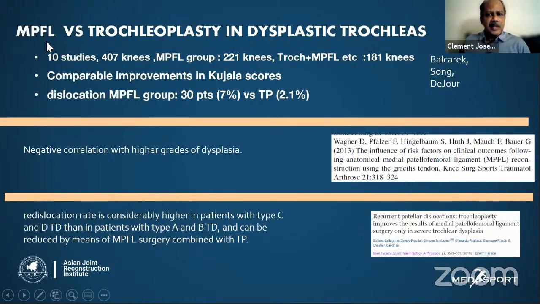And can we get away with only MPFL reconstruction without doing trochleoplasty in dysplastic trochlea? There are so many studies which show a poor result when you do MPFL reconstruction in patients who have higher grades of dysplasia. Probably you can get away with the minor grades of dysplasia, but if the trochlear dysplasia is significant, probably you have to consider doing trochleoplasty, especially in patients with type C and type D, rather than type A and type B.